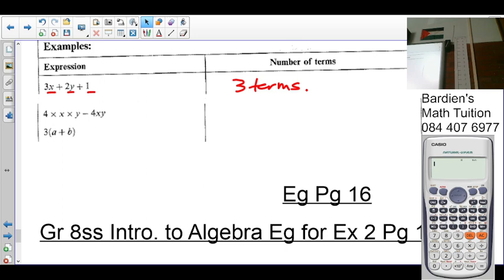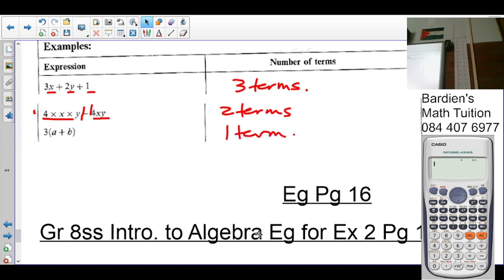So in the next sum, 4 times x times y minus 4xy. How many terms are there? 2 terms. No? Why? Because they are separated by positive and negative signs. So it's 2 terms, also known as a binomial. How many terms are there in the next sum, which is 3 into a plus b? 1 term, also known as a monomial. Okay.